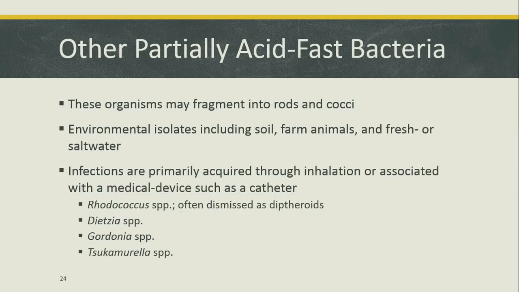Other partially acid-fast bacteria that were mentioned in the book are your Rhodococcus. The other two they didn't mention in the book, and then the other one is Tsukamurella. The one thing that you need to know about Rhodococcus is that it's often dismissed as diphtheroids. Because they're partially acid-fast, sometimes they can be seen on gram stain, and they will look like diphtheroids on gram stain.